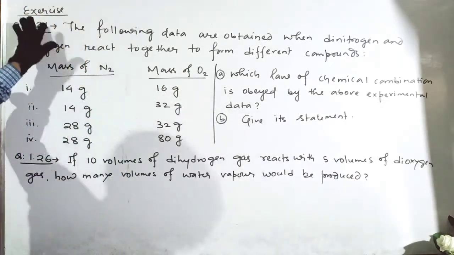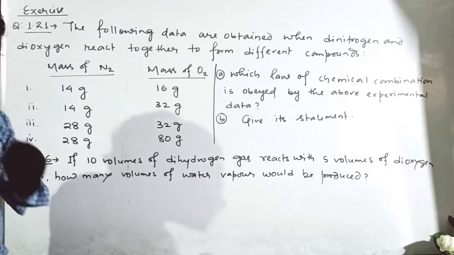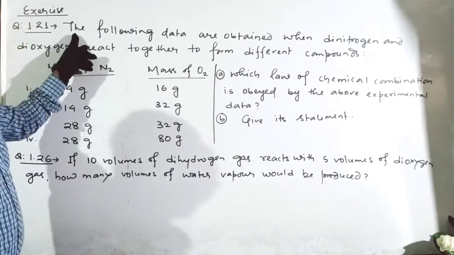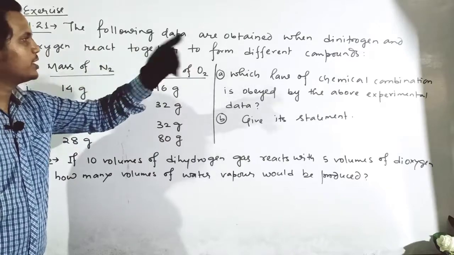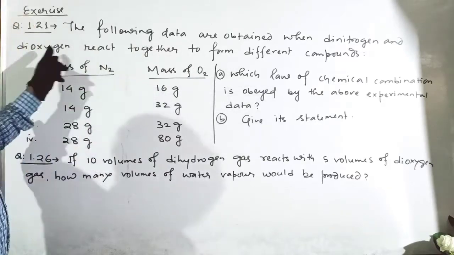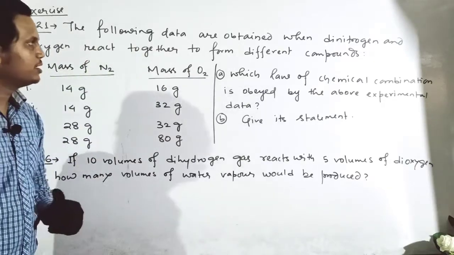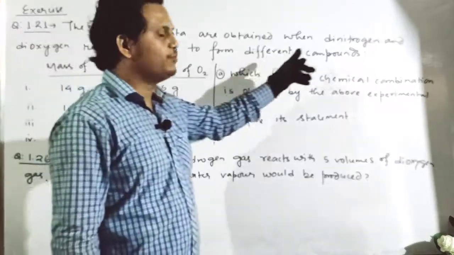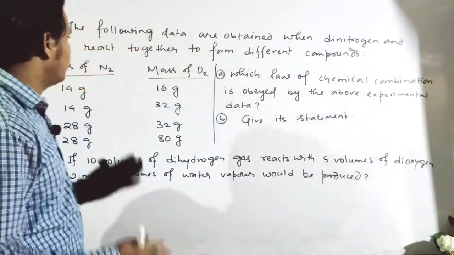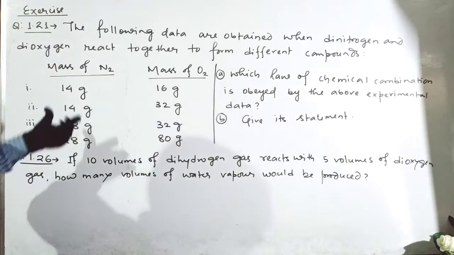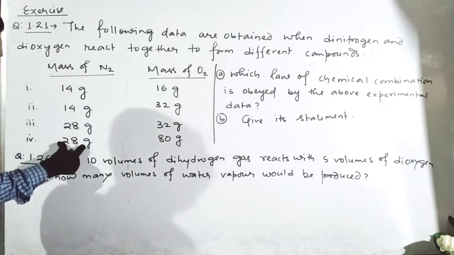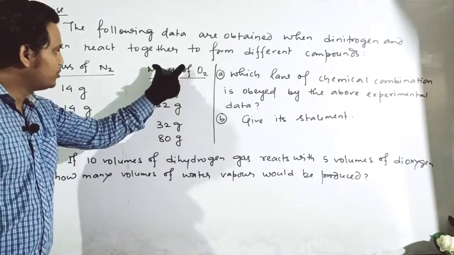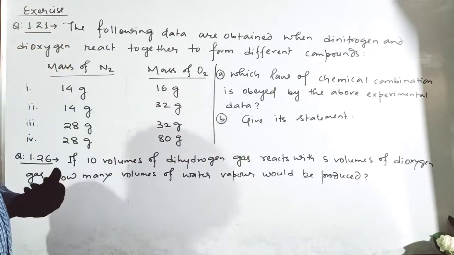First is question number 1.21, exercise. The following data are obtained when dinitrogen and dioxygen react together to form different compounds. What are the data? Mass of dinitrogen is given, mass of dioxygen is given. Okay.